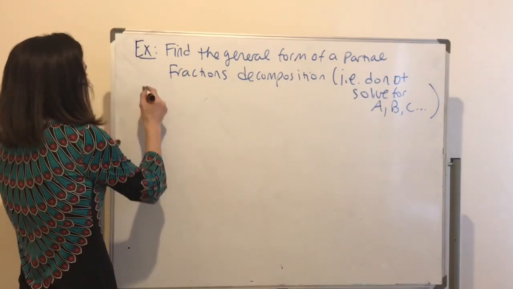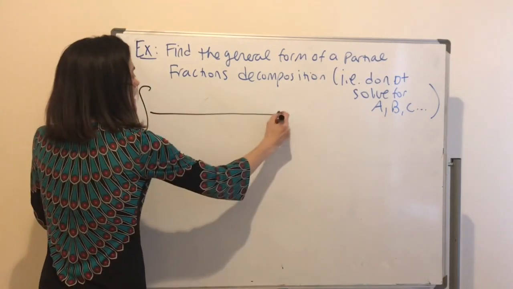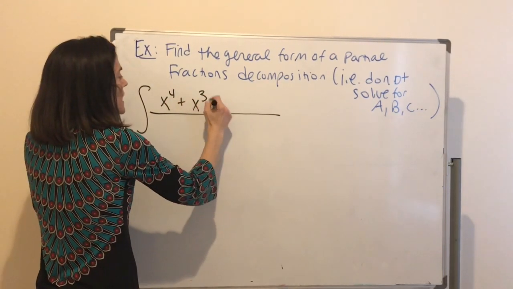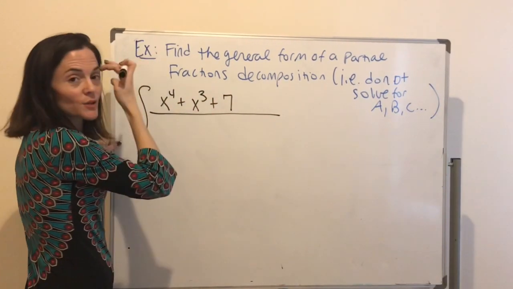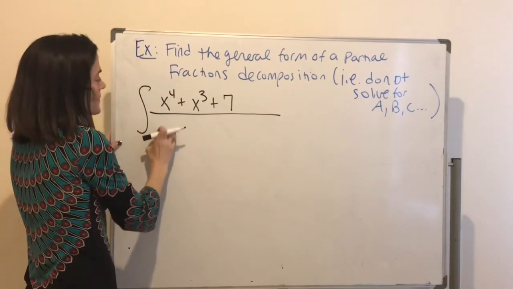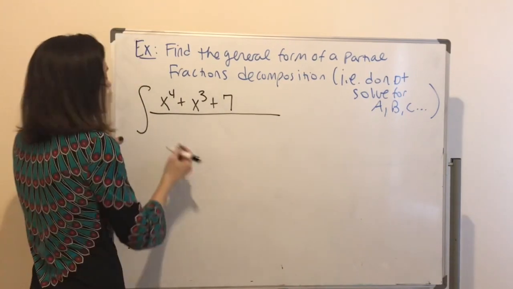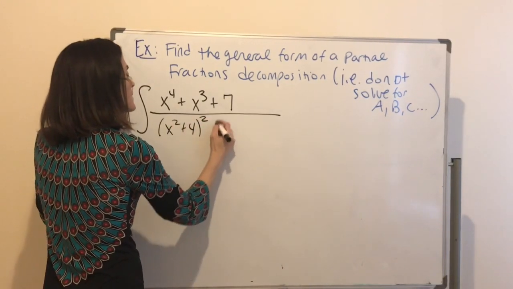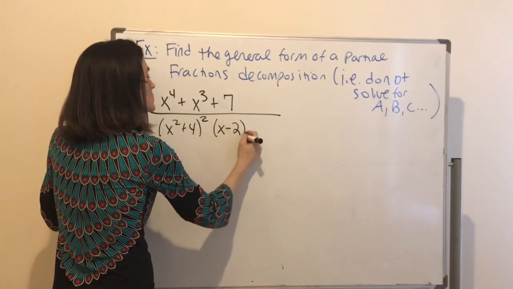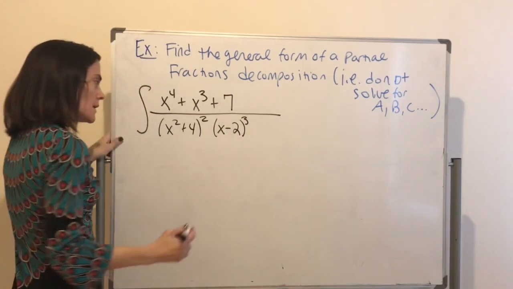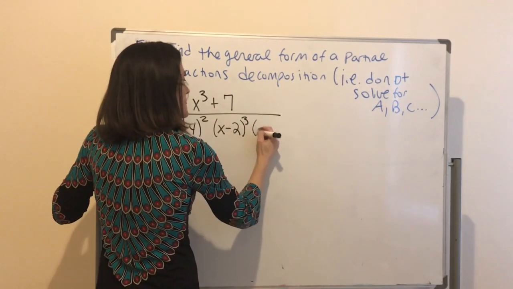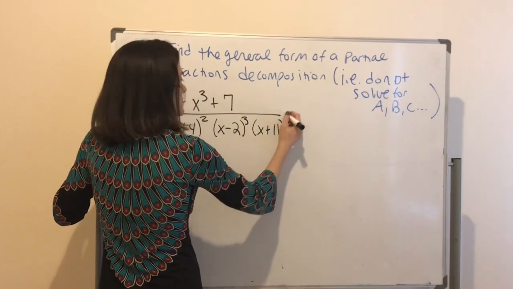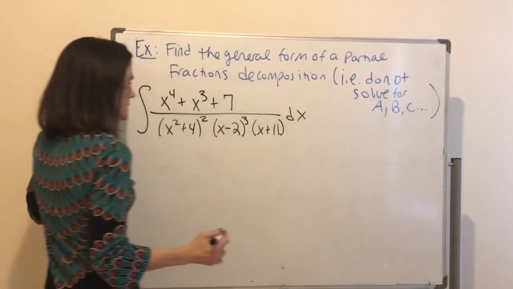Okay, so let's write something. I can put really anything up here because for the numerator I need to make sure it has smaller degree than my denominator. So I'll make sure I put something up less than degree 8. Let's do x squared plus 4 squared, we'll do x minus 2 cubed, and then we'll have an x plus 11. Okay, dx. I think that looks good.